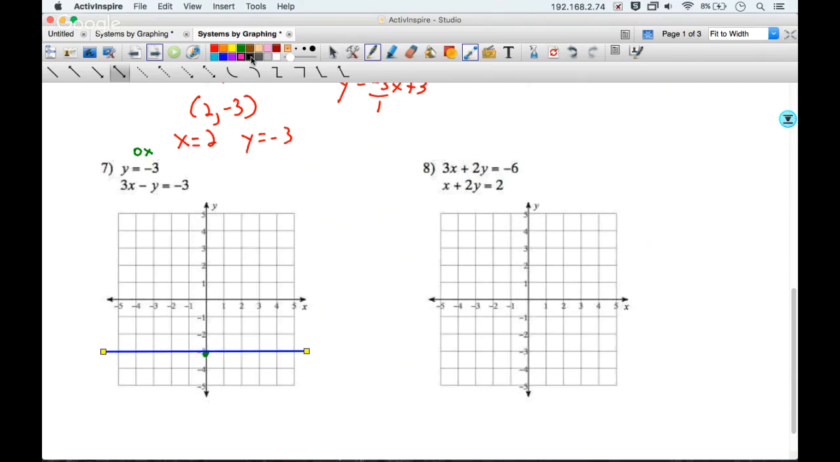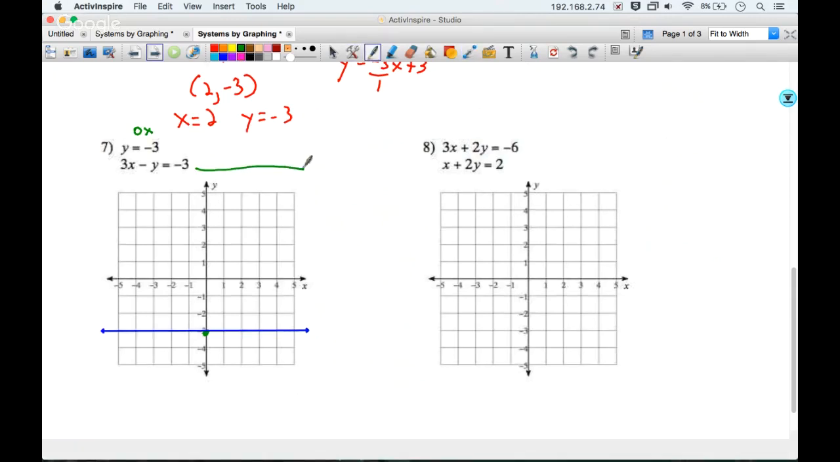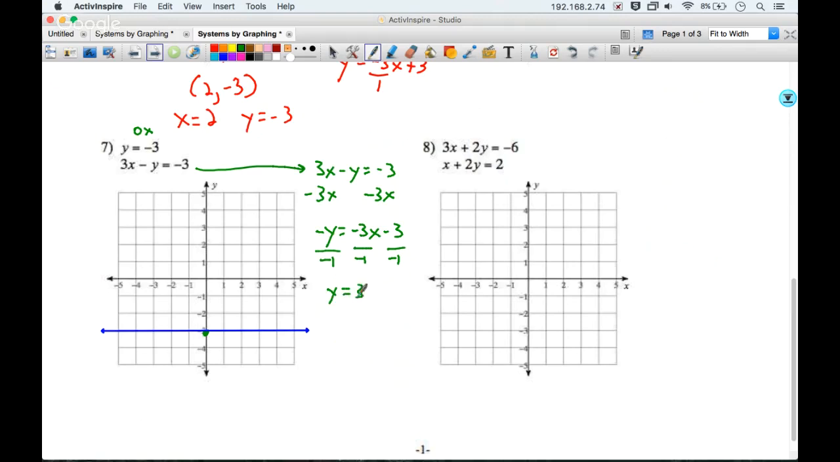All right, now for the other line, I write it off to the side with some space. 3x minus y equals -3. I move my x term away from the y. Now I've got negative y equals -3x minus 3. And then I divide everything by -1. Y equals 3x, the negative divided by negative cancels, plus 3.